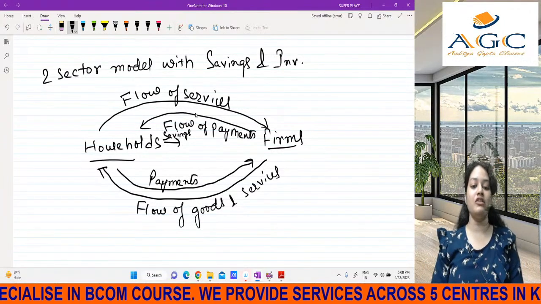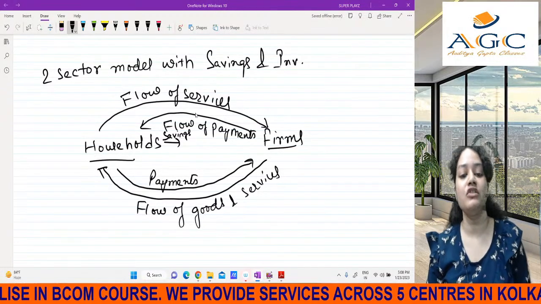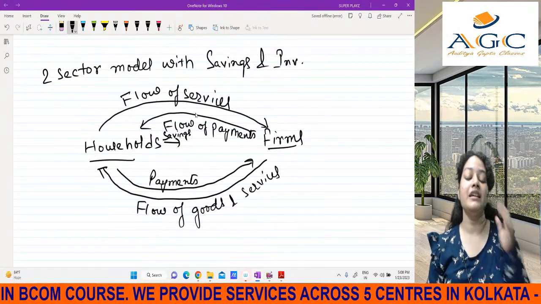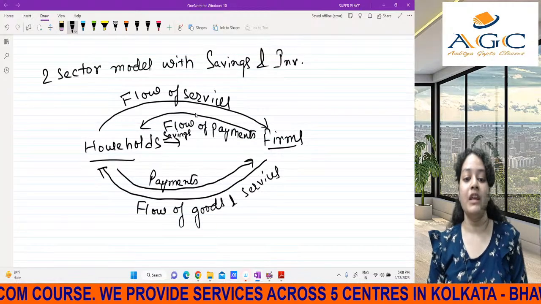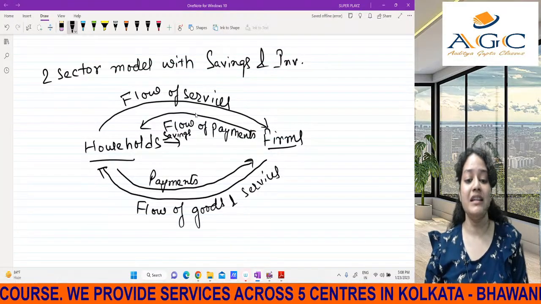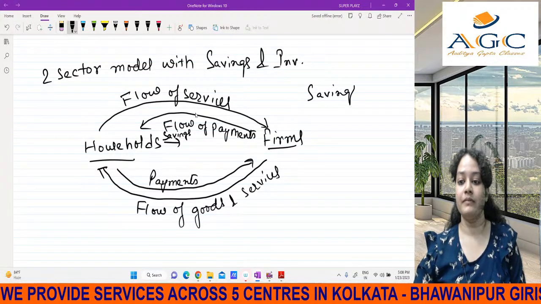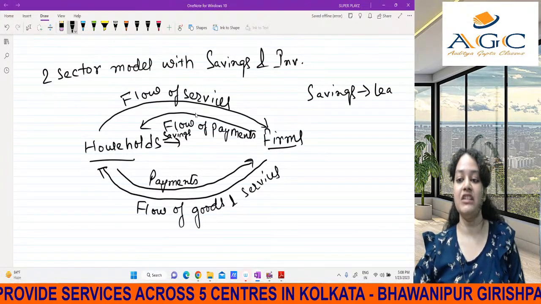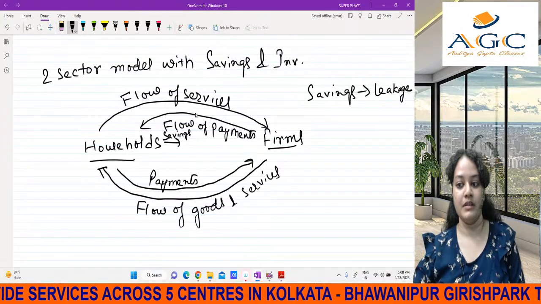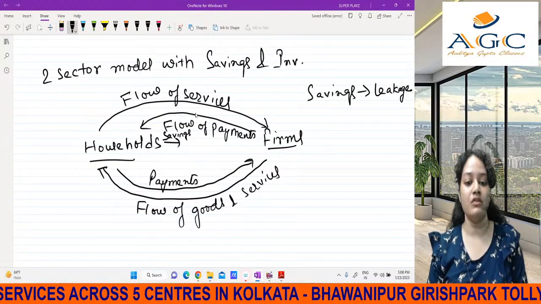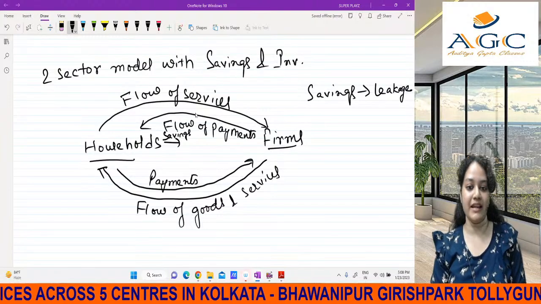Now, if you're saving it in your own home, what is happening? It is going out of the circular flow of income, which means that it is a leakage. See, you can call your savings a leakage from the circular flow of income. Because why? It is going out of the circular flow.